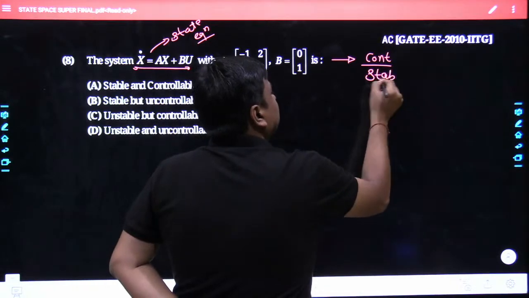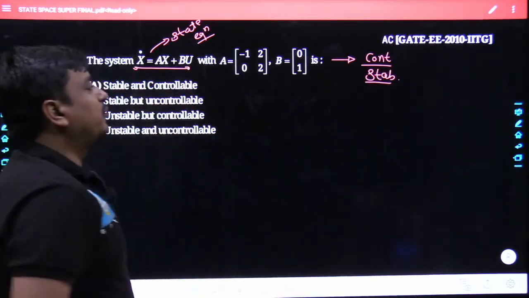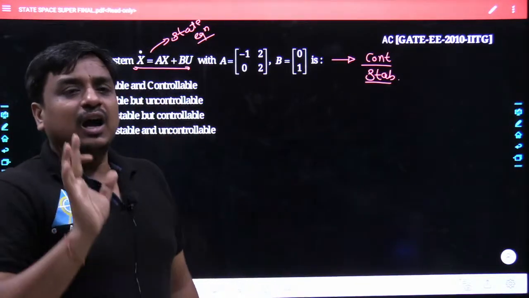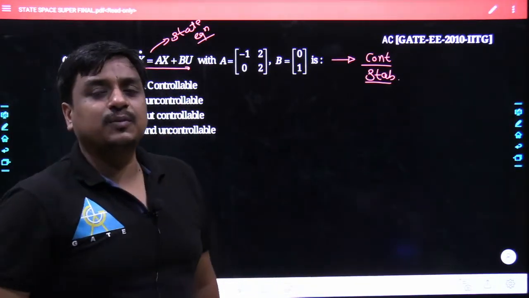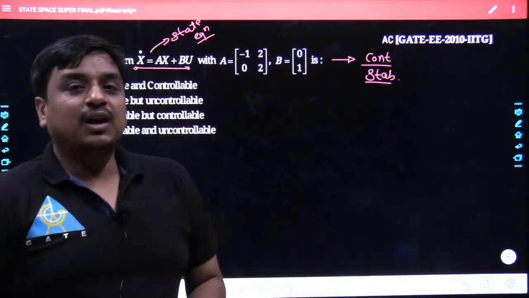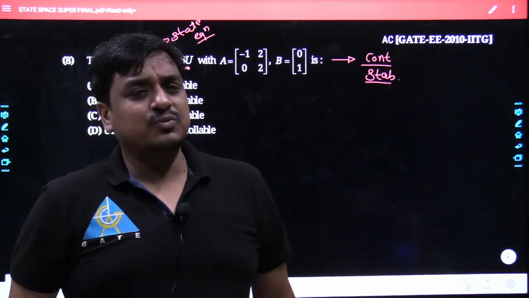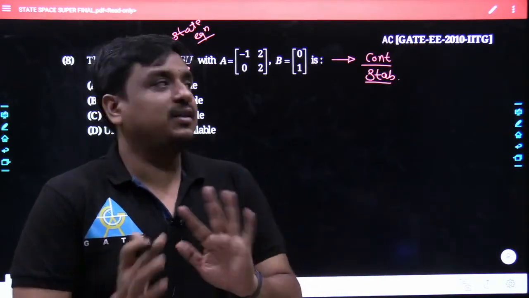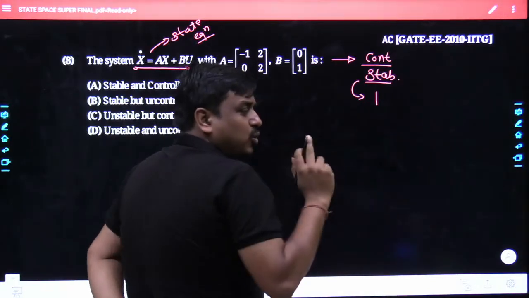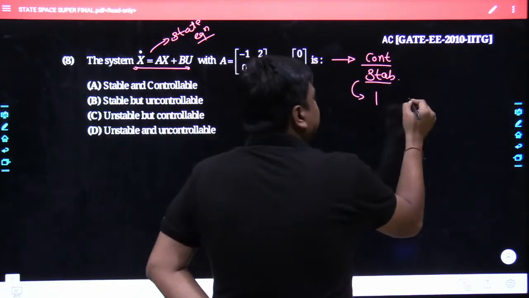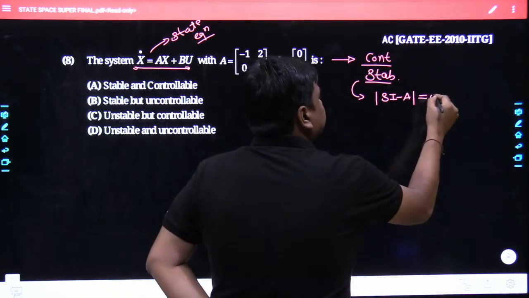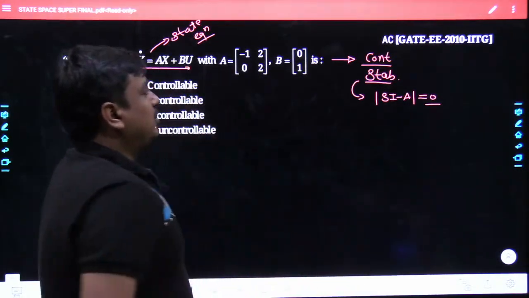Agreed? So far we have not seen controllability, but yes, we have seen stability. How would a system be said to be stable? Definitely based on its closed loop poles. How would the closed loop poles be calculated? From the characteristic equation. How would the characteristic equation be calculated? From the system matrix. And you know very well, stability can be judged from the roots of the characteristic equation, and the characteristic equation is nothing but the mod of sI minus A equals 0. The same problem I have just taken earlier.